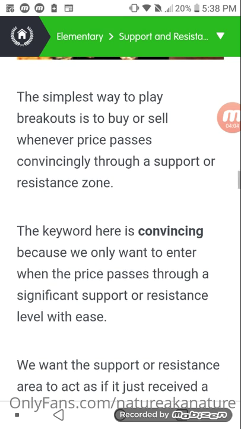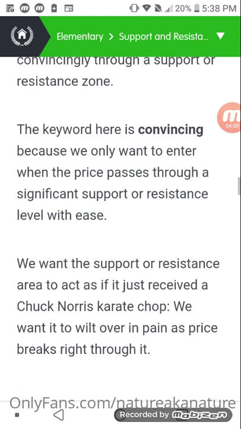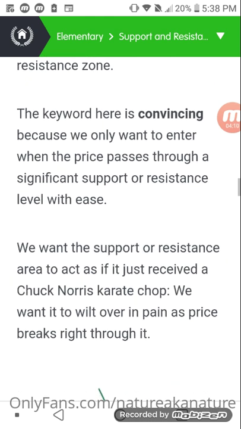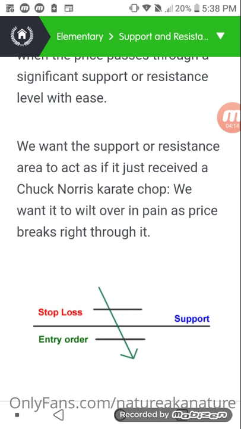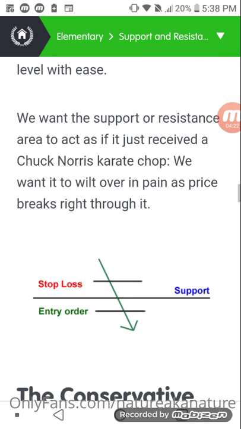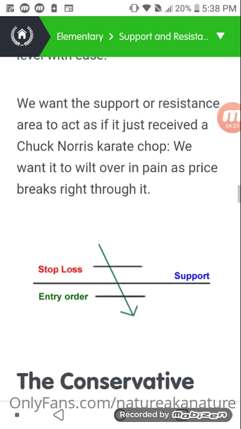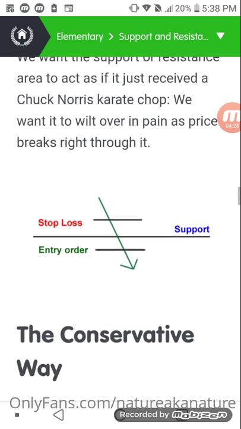The key word here is convincing, because we only want to enter when price passes through a significant support or resistance level with ease. We want the support or resistance area to act as if Chuck Norris had karate chopped it. We want to break through that pain in price with ease. So once you see price break through support or resistance with ease, that's when you get in.